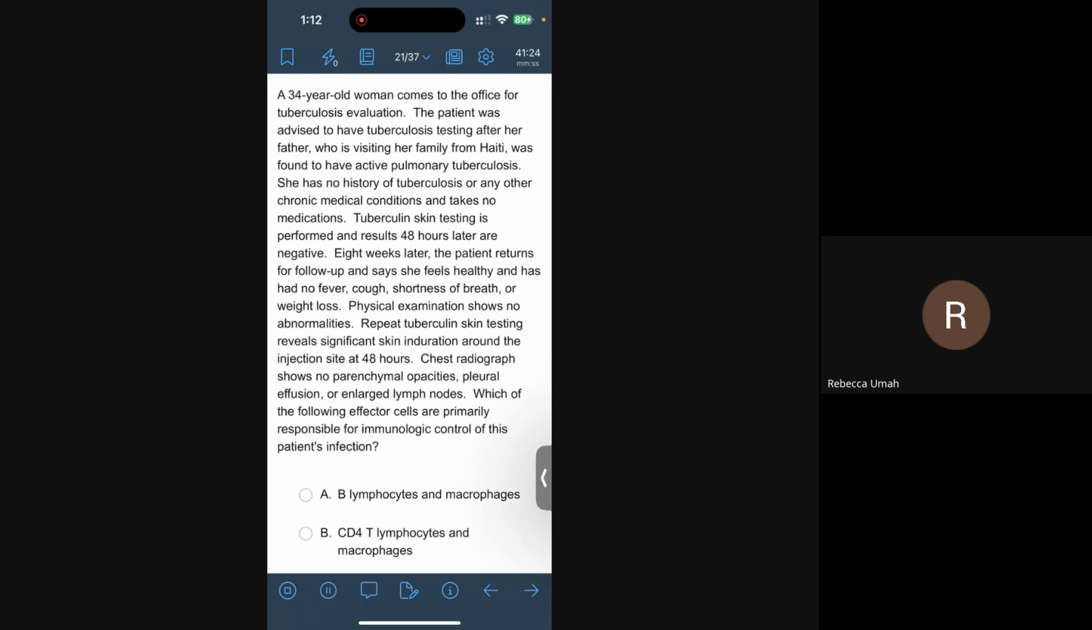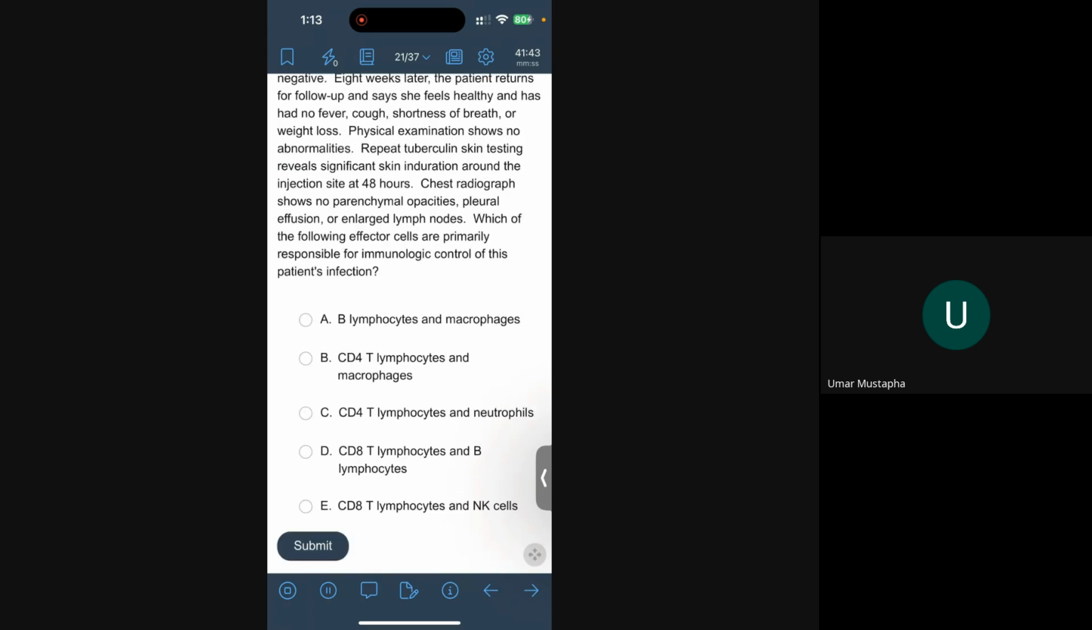Okay, what is the diagnosis in this question? Latent TB. Primary tuberculosis. Yes, TB. Okay, what type of cells are involved in the granuloma formation? Macrophages. T cells. CD4 T lymphocytes and macrophages. Okay, which type of T lymphocytes, TH1 or TH2? TH1.